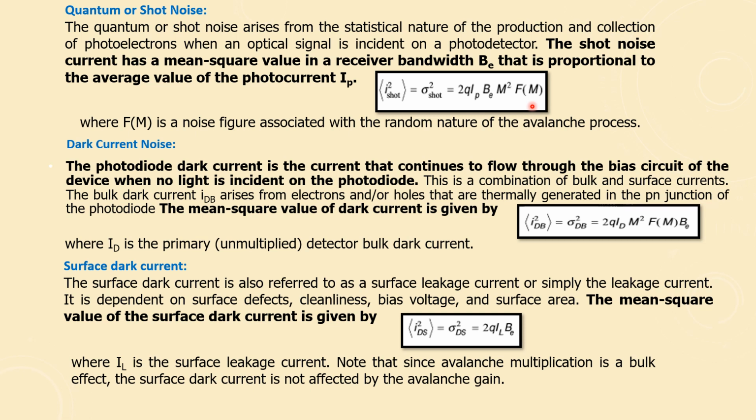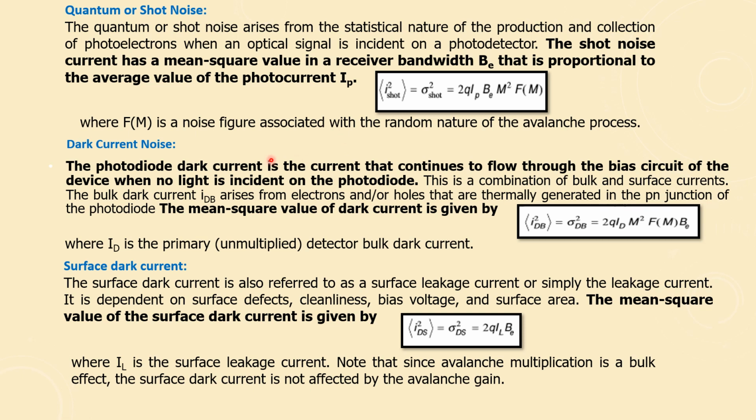In a PIN photodiode, both this M value and the figure of merit are equal to unity, so we can write it as 2qIP into BE. BE is nothing but the receiver bandwidth, so it is represented as BE. So to find the mean square value of current due to shot noise, we can use the formula 2qIP, where IP is the photocurrent, into bandwidth.